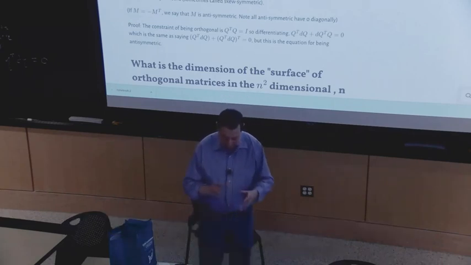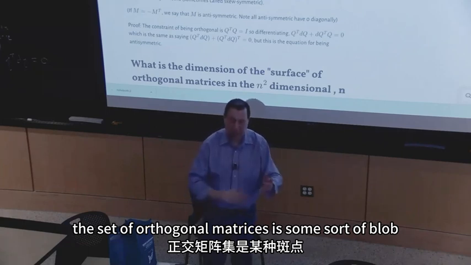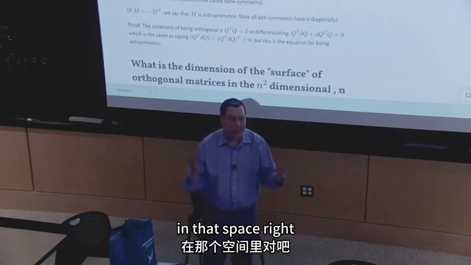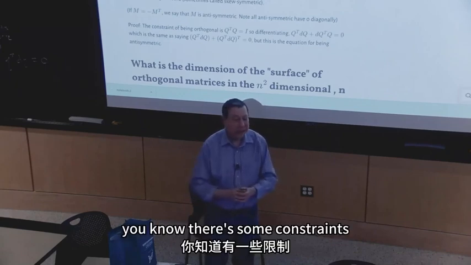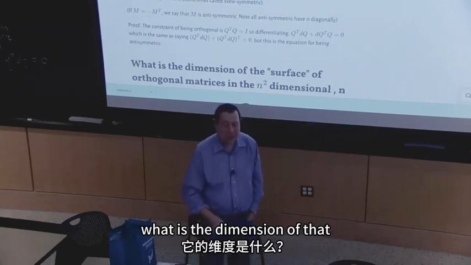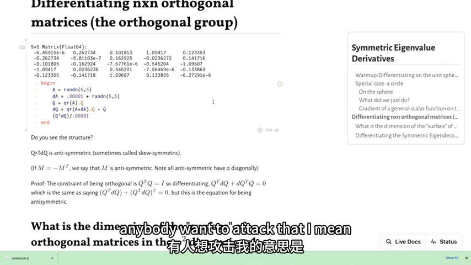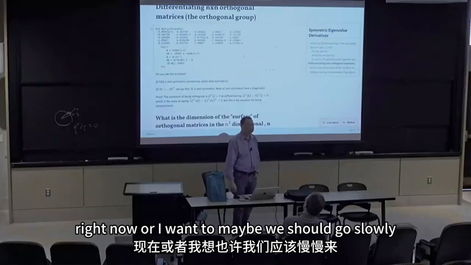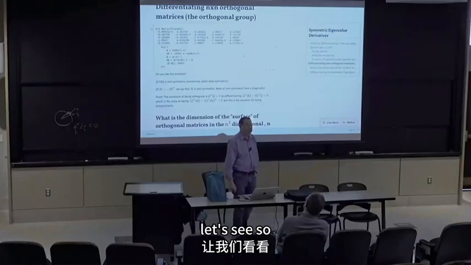Now, the set of orthogonal matrices is some sort of blob in that space, right? Maybe hard to imagine, but there are some constraints. And so now my question is, what is the dimension of that? Anybody want to attack that? Maybe we should go slowly. Let's see.